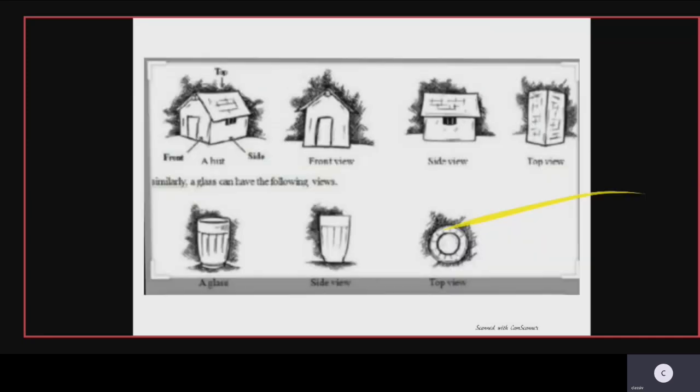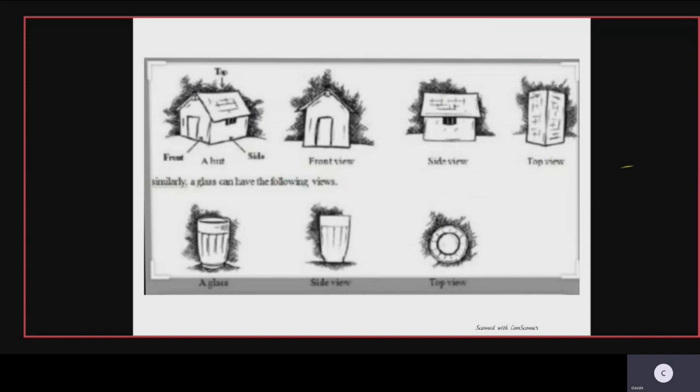Then draw the view of a hut here. The first one is the 3D diagram of a hut, and the different views are given here: front view, side view, and the top view. Similarly, for a glass, draw the diagram of a glass. The side view and the top view is given here. Draw the same diagrams, children.